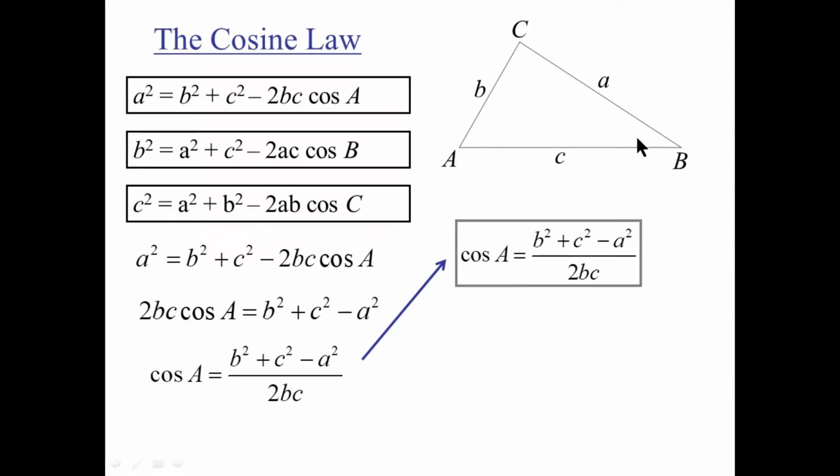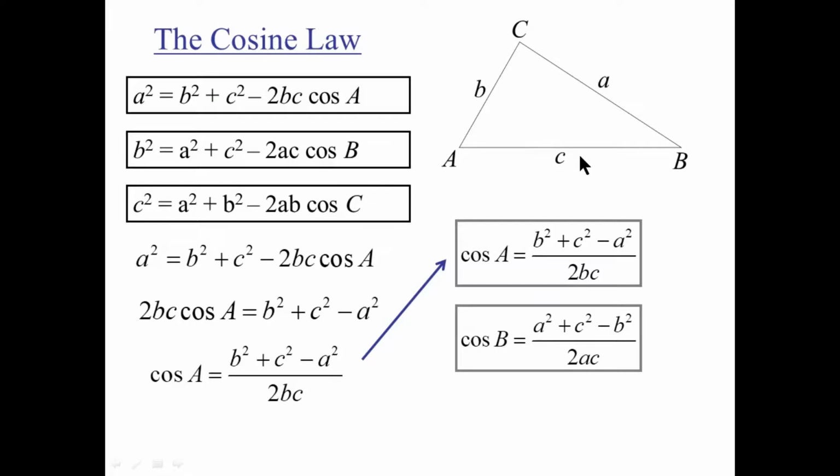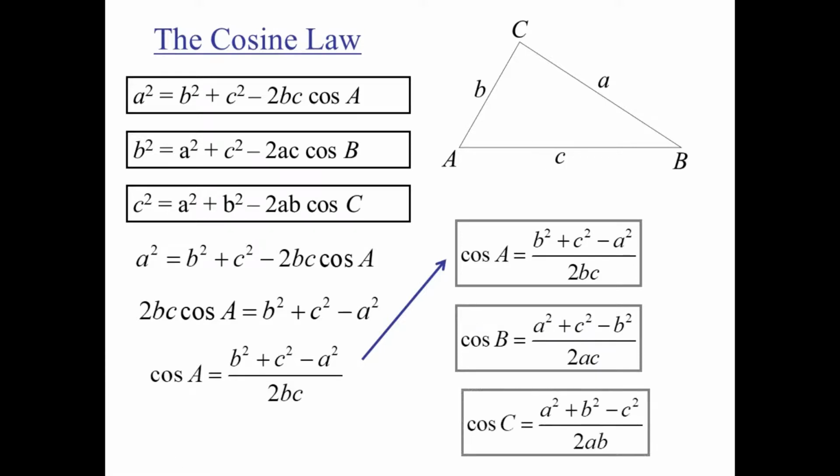We could go cos B equals a squared plus c squared minus b squared over 2ac. It's the same pattern. We could go cos C equals a squared plus b squared minus c squared over 2ab. It's the same pattern. So if you're capable of learning these simple patterns, then this cosine law becomes yours. It gets into your nervous system, and you too can use it.